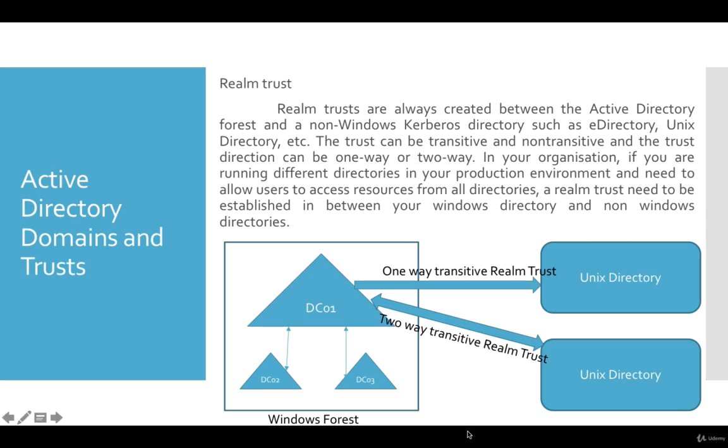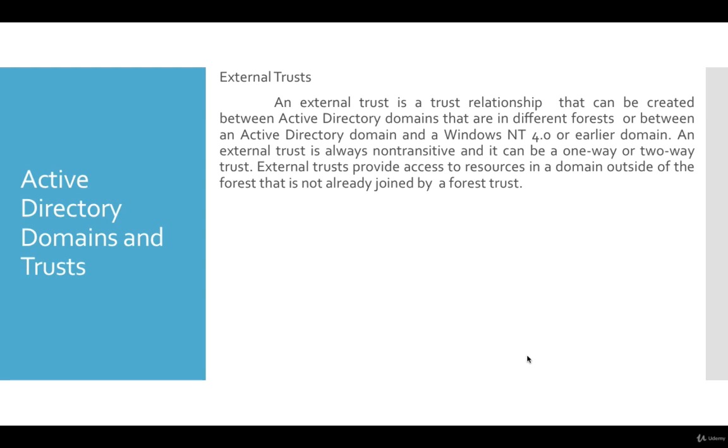Here you can see this is 01, this is 02, this is 03. All those domain controllers are inside this Windows forest, and these two Unix directories are located in your environment. To access all resources for the users, you can make a one-way transitive realm trust and also a two-way transitive realm trust here.